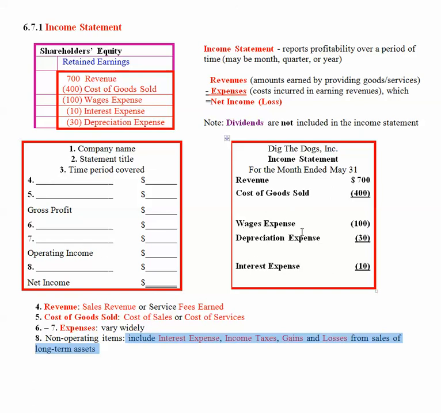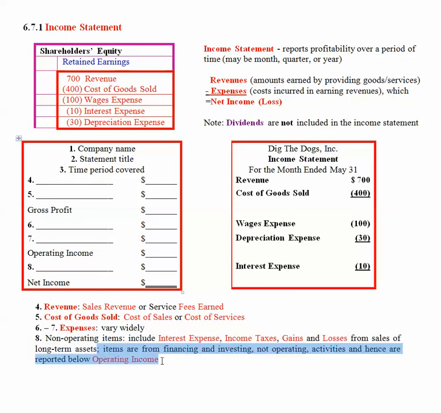You can put your operating expenses in any order, except you always have your cost of goods sold listed first. And then down below are these non-operating items. Again, these are non-operating items because they don't relate to operations. These are related to financing or investing activities, and so they're going to be reported down below operating income. Well, let's talk now about these amounts right here.